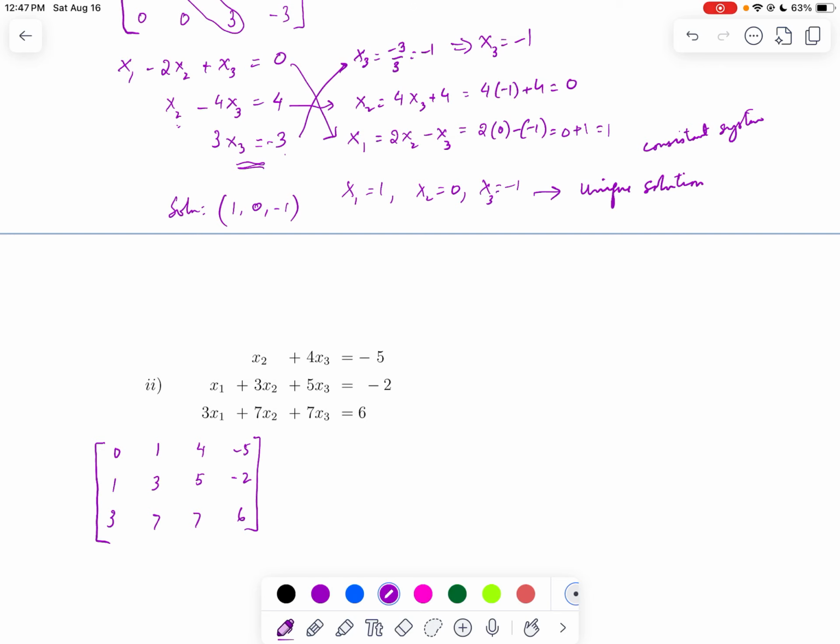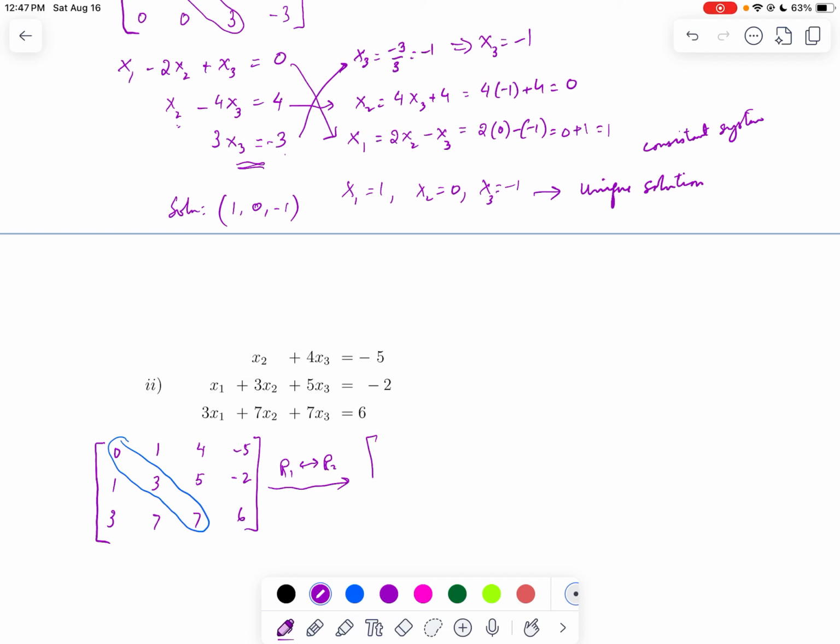Okay. So remember, the first entry of the diagonal must be a 1 or a non-zero number. So what I can do, I can swap the first row with the second row or with the third row, it doesn't matter. Let me do it with the second row because it will be easier that way. So we say R1 double arrow R2.